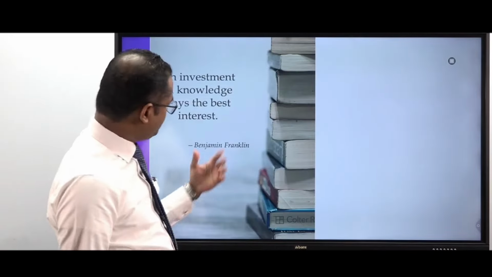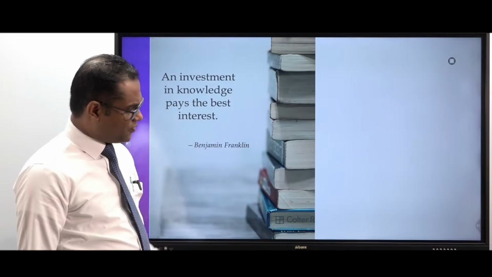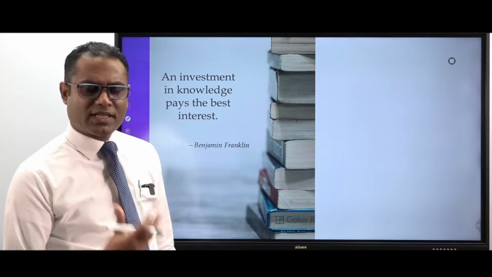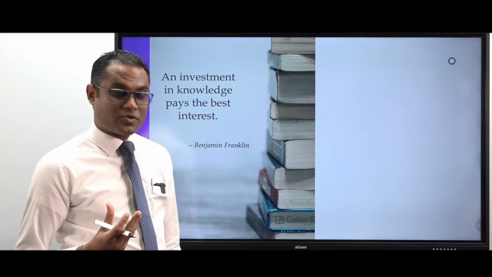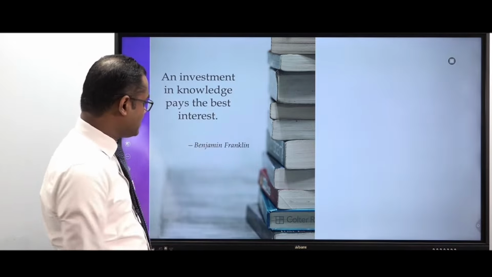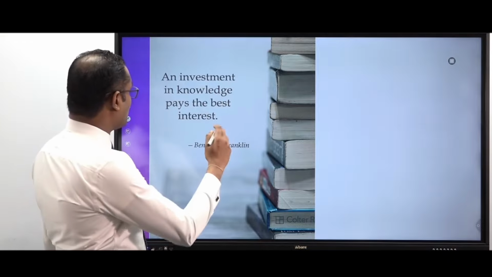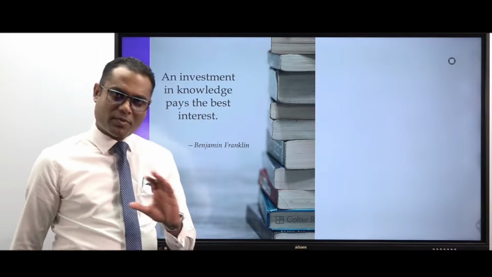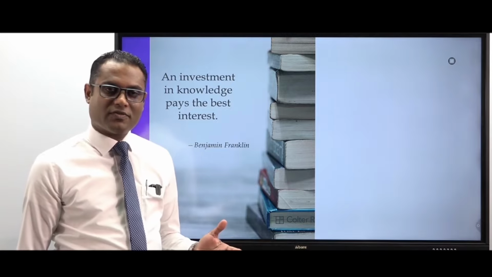So I just wanted to give a couple of thoughts before finishing this introduction session. That is, what is the best investment that you can make at this moment? You are a student. What is the best investment? As per the famous American writer and scientist Benjamin Franklin, investment in knowledge pays the best interest. Right? So at the moment you are following the chartered accountancy qualification. So why do you follow the chartered accountancy qualification?